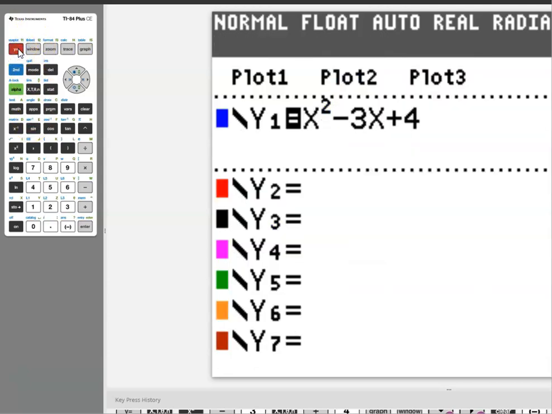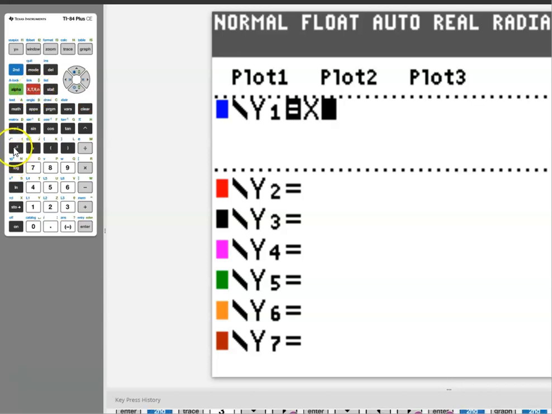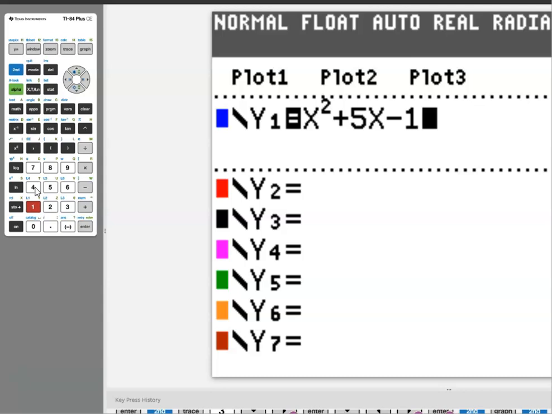Go into your y equals. I already had this equation. I no longer want that. I'm going to say clear. It's gone. Type in what you have in number 9, which is x squared, remember here's where the squared is, plus 5x minus 14. I'm just going to peek at that graph and see what that looks like.